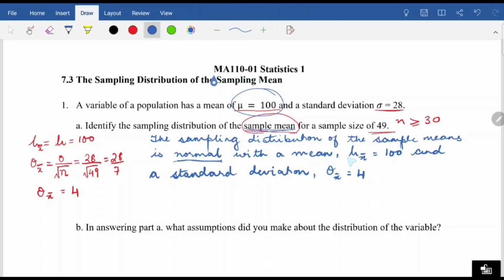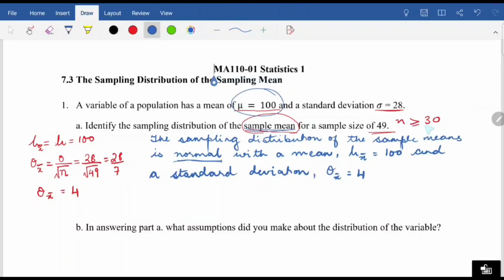If you just write mu, then you are referring to the population mean and the population standard deviation. That would be wrong. That would be incorrect. So for this question, please make sure that you write the notation as mu sub x bar and sigma sub x bar. And how did we know it's normal?